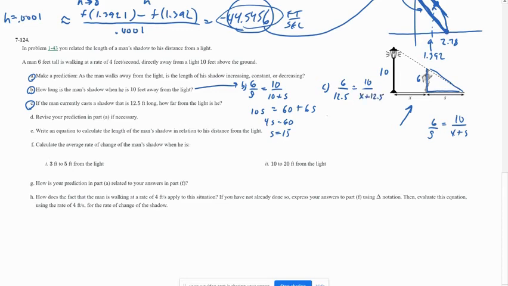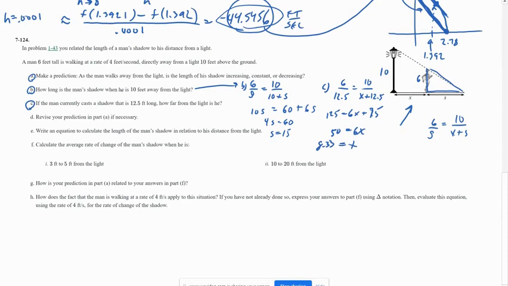And then again, cross multiply, we get 125 equals 6x plus 6 times 12.5 is 75. So then we get 50 equals 6x. So x equals 50 divided by 6. And that is about 8.33.